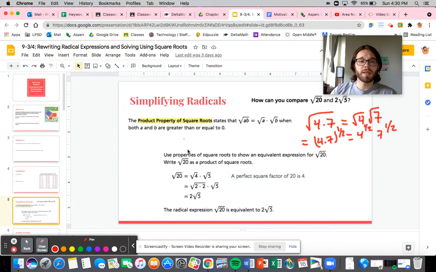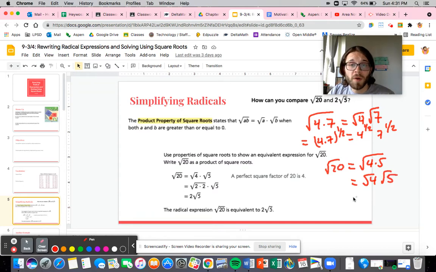So, for example, here we have the square root of 20. Well, what's the square root of 20? 20 is the same thing as 4 times 5, which is equal to the square root of 4 times the square root of 5. Well, we know what the square root of 4 is. It's just 2. We don't know what the square root of 5 is, so we leave it alone.